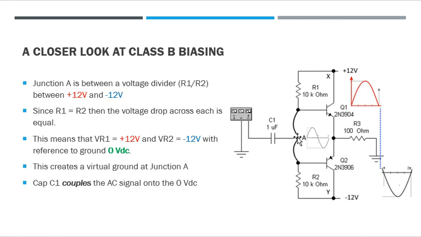Because they have the same voltage drop, and this one has plus 12 and this one has minus 12, junction A is going to be in the center. It's going to be creating a virtual ground, so it will be 0 volts. Cap C1 basically takes a signal generator and couples our signal onto junction A, which is our 0 volts DC.